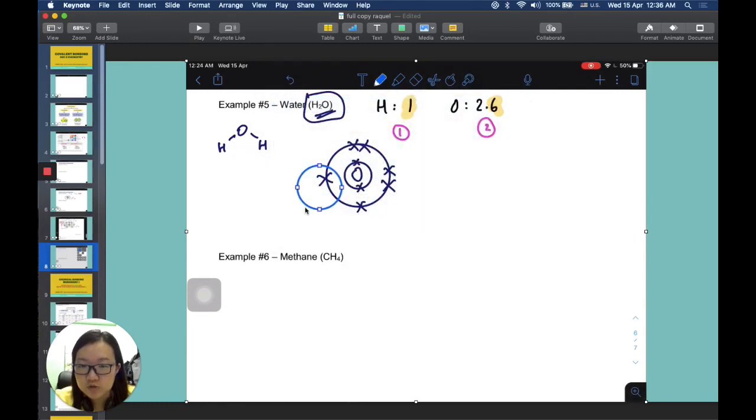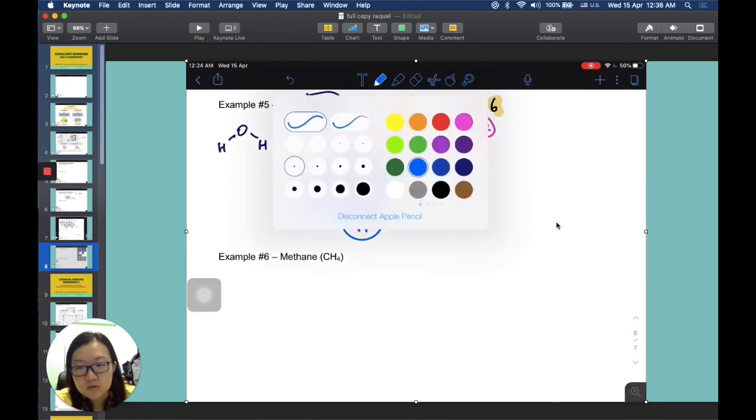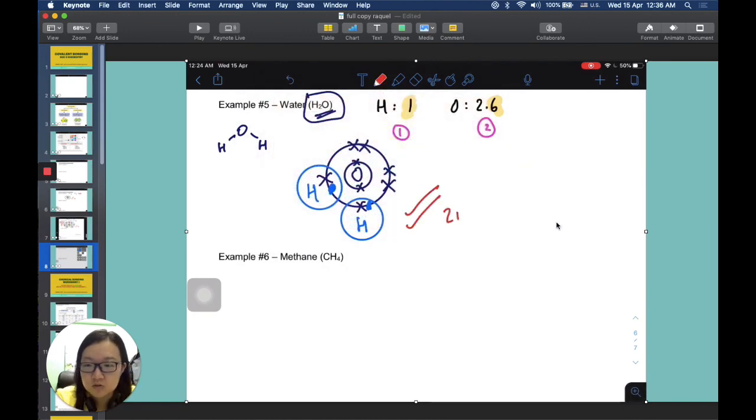you draw in the hydrogen, so 1 over here, where it shares 1 electron with your first oxygen electron here, and then the other one will share with the other one. So that's why oxygen contributes 2 in total for the sharing, 1 and 2. Okay, so this is your water diagram, 2 marks.